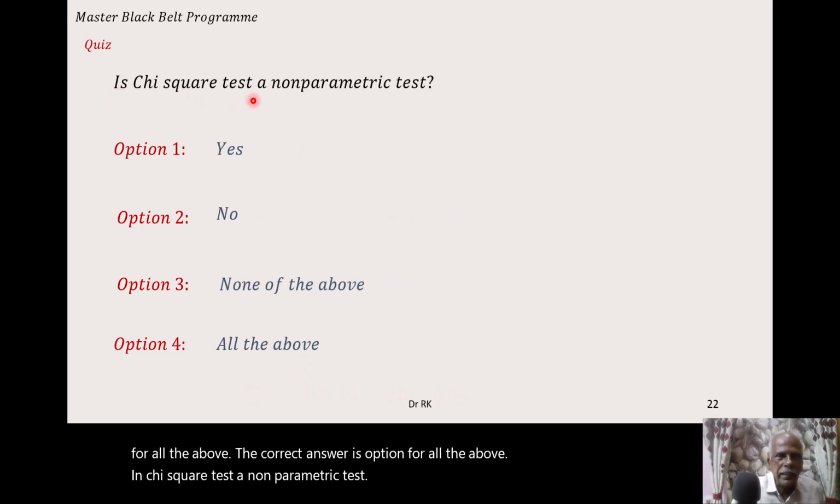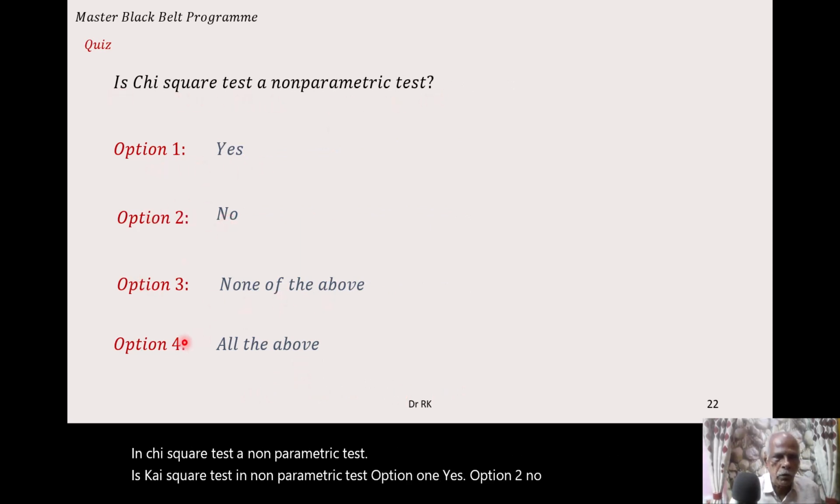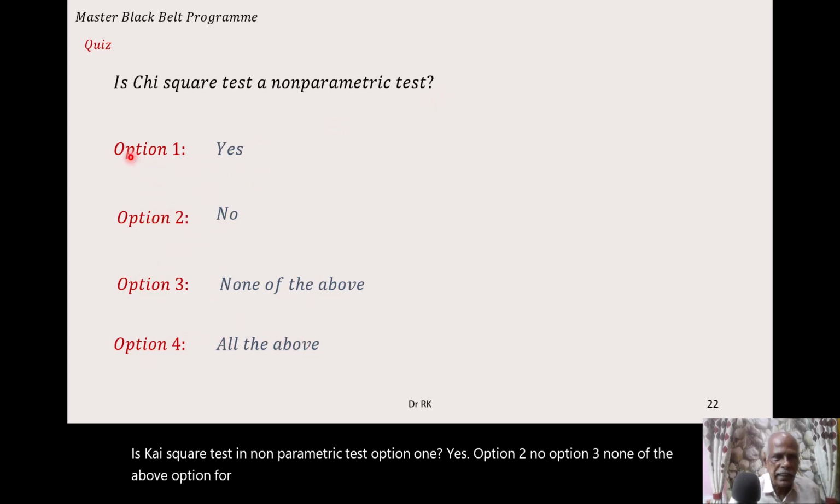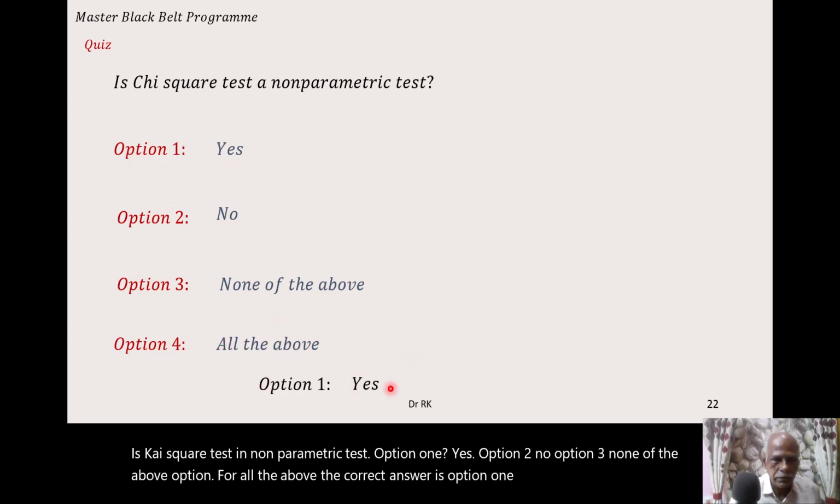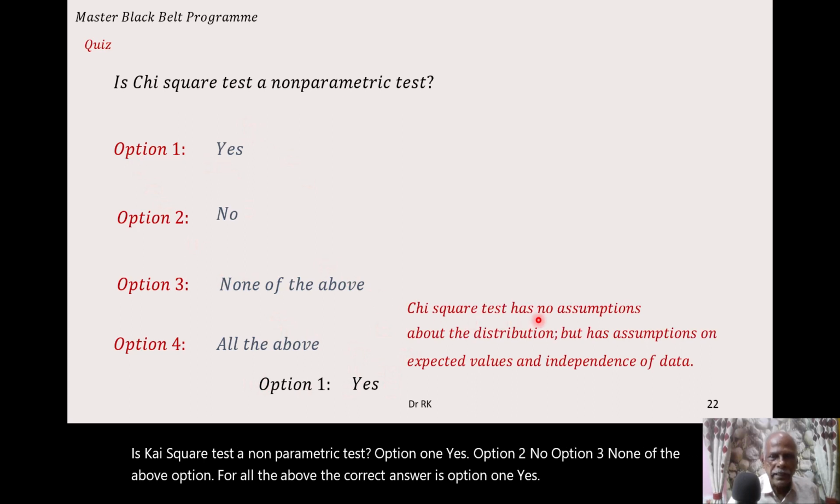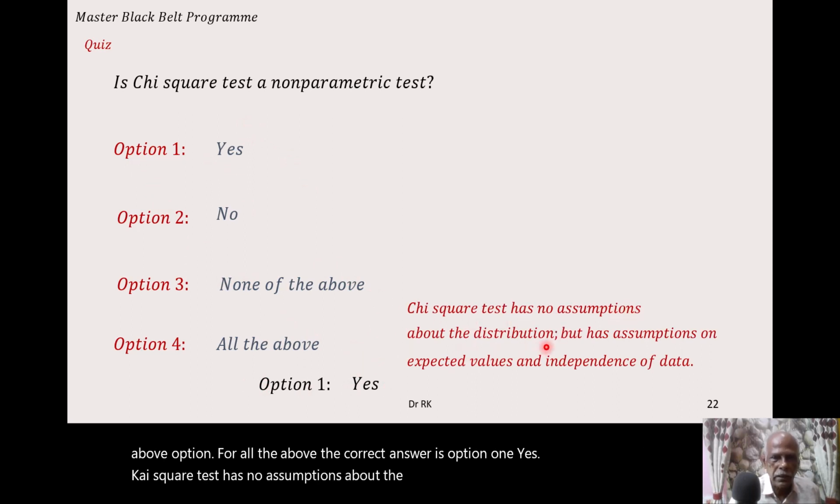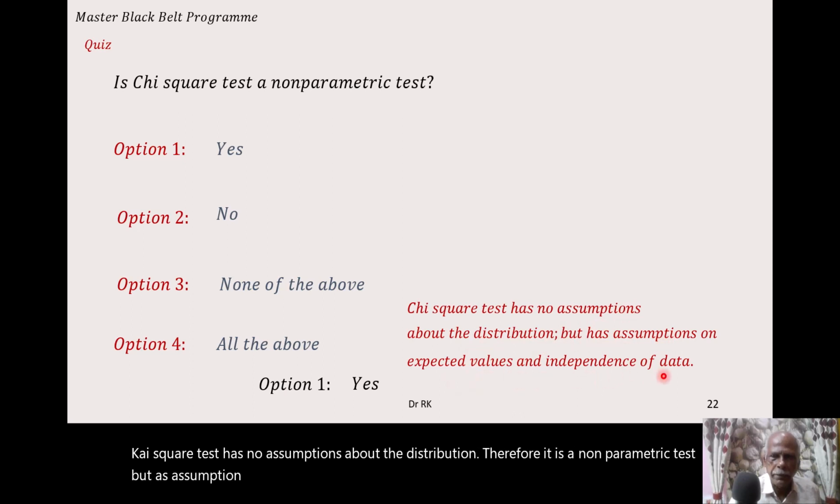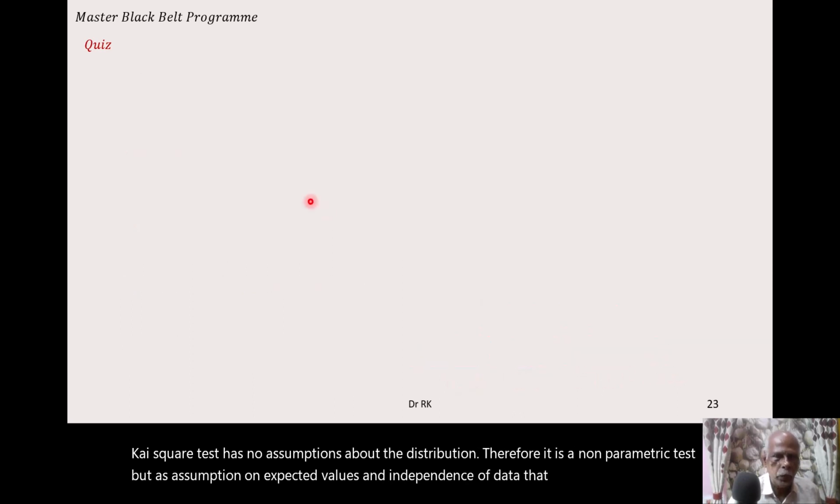Is chi-square test a non-parametric test? Option 1, yes. Option 2, no. Option 3, none of the above. Option 4, all the above. The correct answer is option 1, yes. Chi-square test has no assumptions about the distribution. Therefore, it is a non-parametric test, but it has assumptions on expected values and independence of data, that is immaterial.